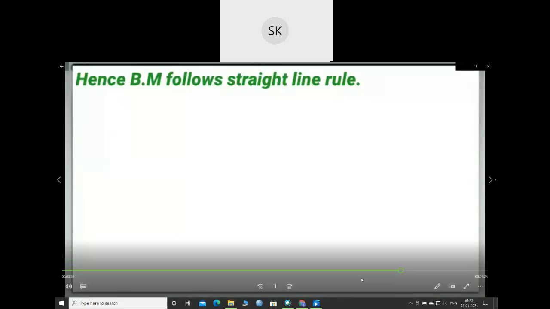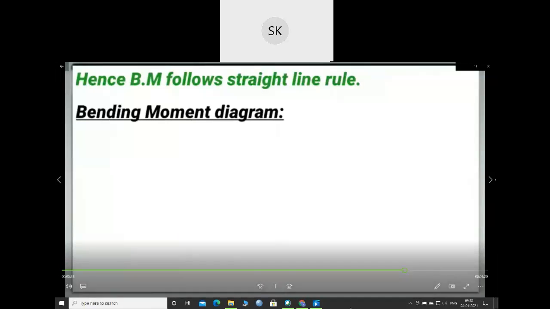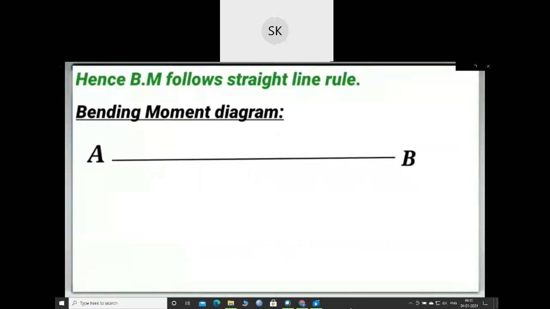Now let's try to draw the bending moment diagram. We will start from drawing the span AB. Now we know the bending moment at point B is equal to 0, so we will mark this point as 0, and the bending moment at point A is equal to minus WL.